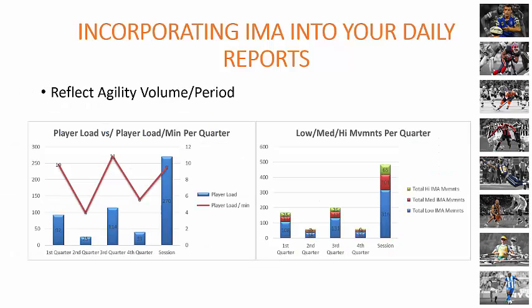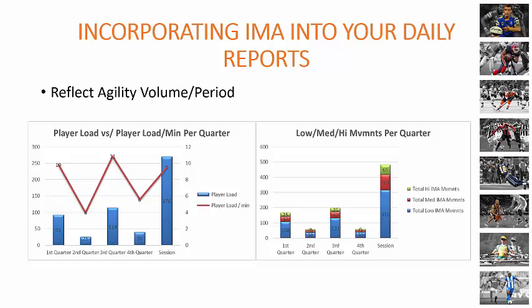Taking it a step further with IMA is looking at reflecting the agility volume per period. So this is some basketball data where we're looking at first, second, third, and fourth quarters. The session is all of those data points summed together, and then looking at low, medium, and high movements per quarter as a stacked column graph.